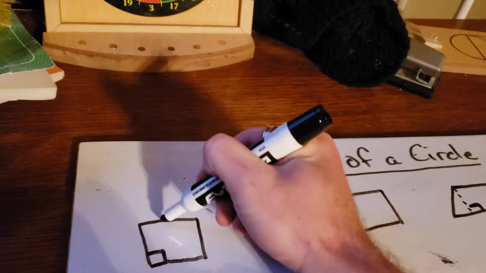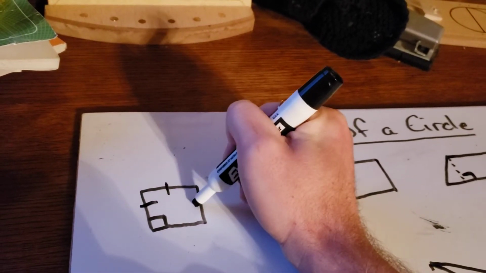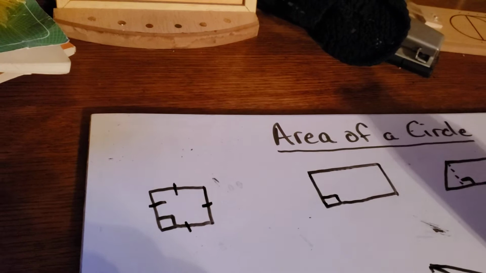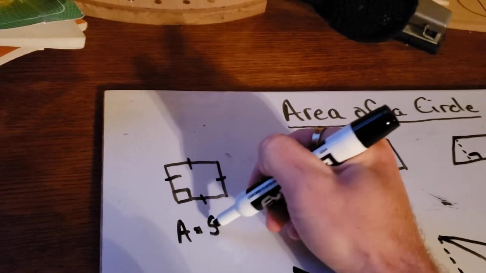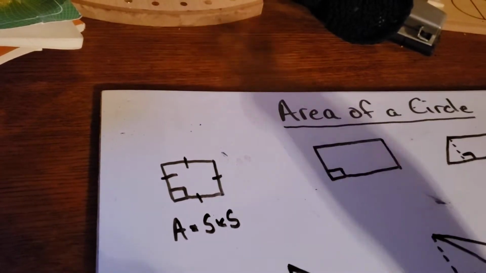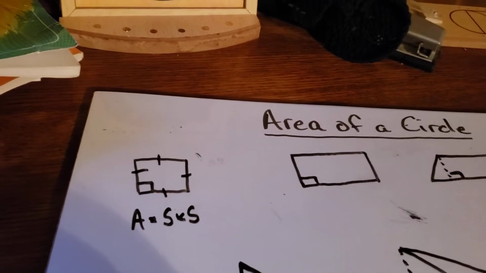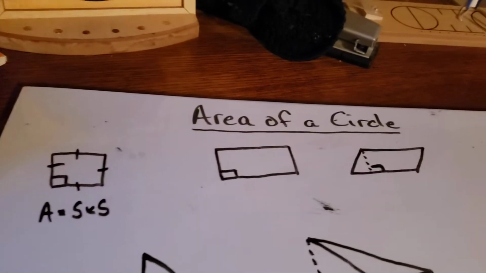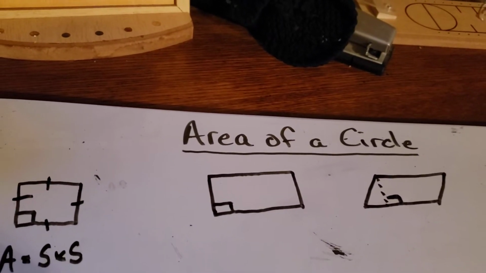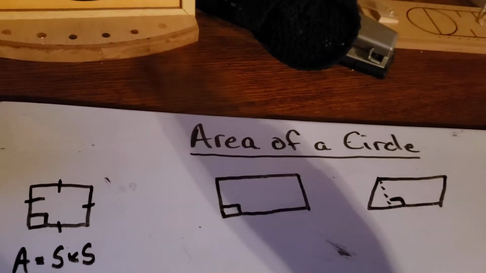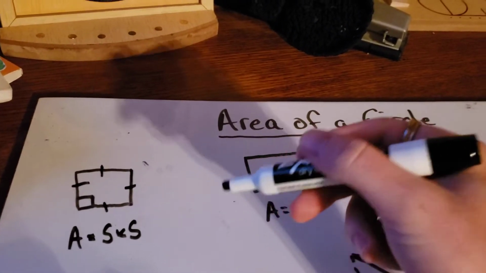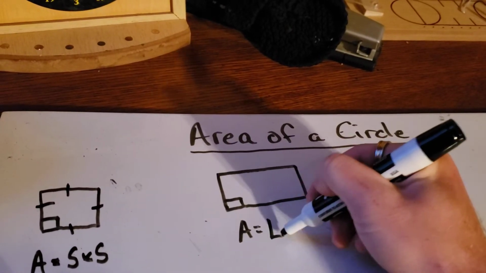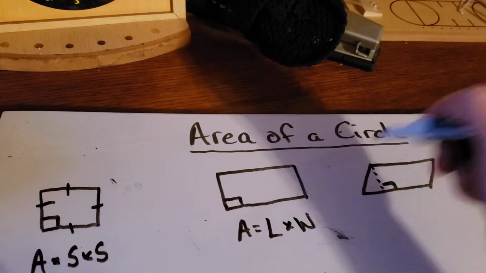All right, so this first shape, we're going to call this a square. So to find the area of a square, we take the side length times the side length because both of the sides are the same, so we multiply the side times the side. All right, next up, we've got a rectangle. So the area of a rectangle, because all the sides are not the same in a rectangle, unless it's a square, we change from side times side to length times width.